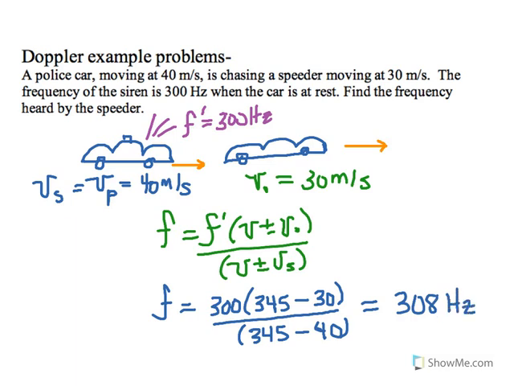Now, it's still higher than the police car's frequency, but not much. And why do you think that is? Why do you think that the police car still wins? It's still going to make it higher. All right, think about this. Good luck.